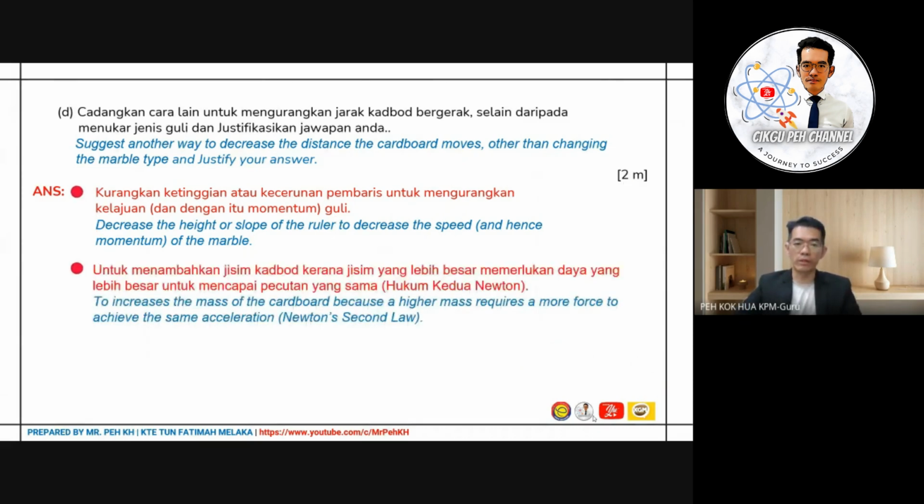Okay, so here we have to increase the mass of the cardboard. So for the cardboard, we have to increase the mass, because when the mass increases, the force needed to cause the cardboard to move at the same acceleration will be more. So that means the cardboard will have lower acceleration when the cardboard mass increases. So these are 2 ways where we can decrease the distance for the cardboard to move.